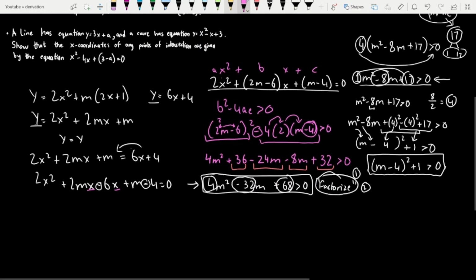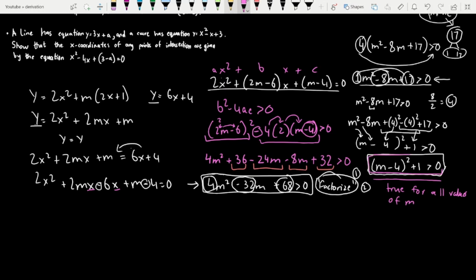So we have this thing which says m minus 4 squared plus 1 has to be greater than 0. We need to show that this thing right here is true for all values of m. This means that this discriminant, which is now in its vertex form, has to be greater than 0. We just need to show that for all values of m, it's greater than 0. This thing is always greater than 0, no matter what the value of m is.